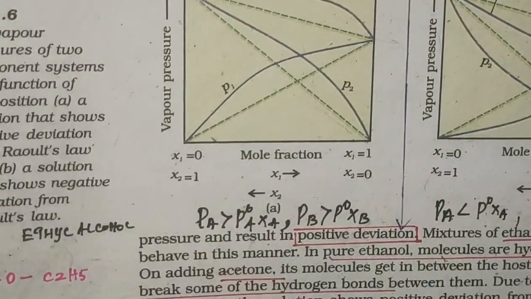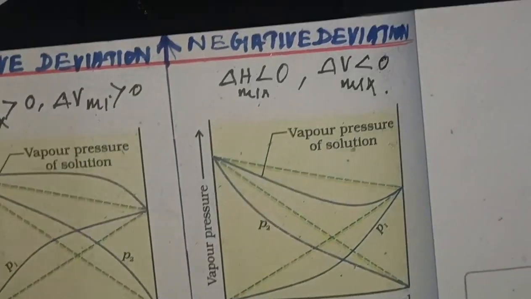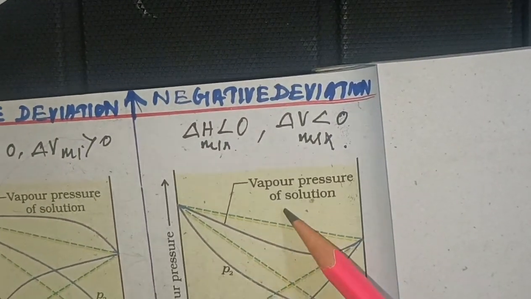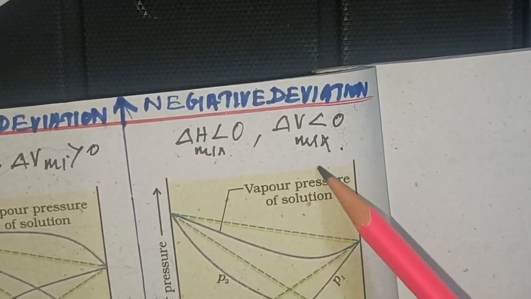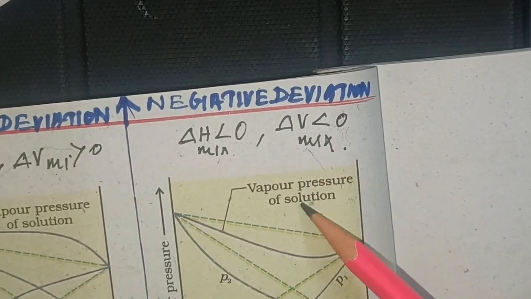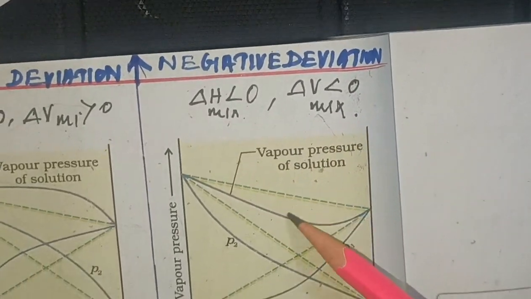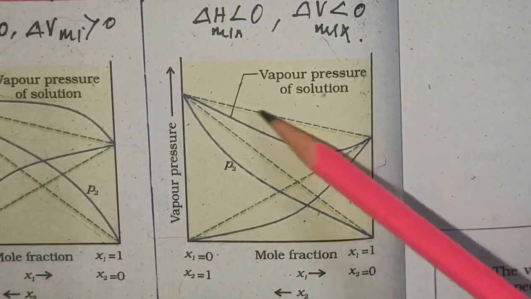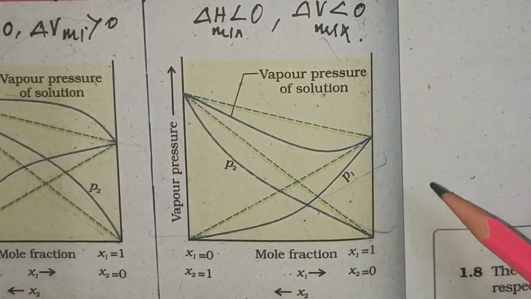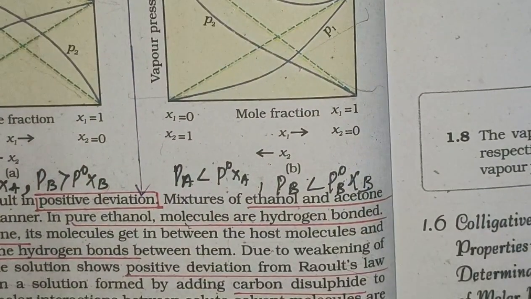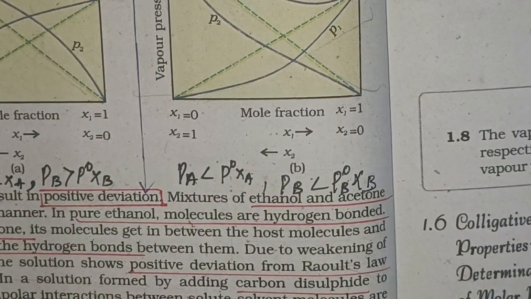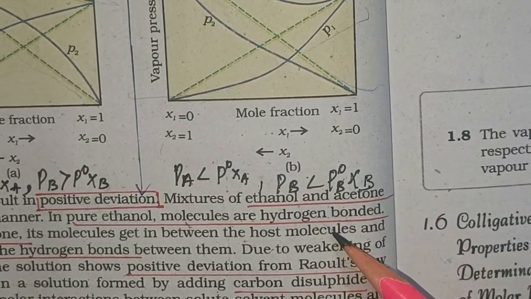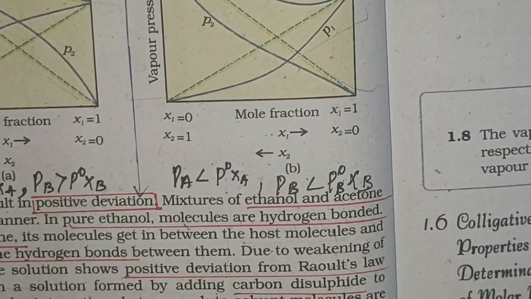Now in the case of negative deviation from Raoult's law, the enthalpy of mixing the two components is less than 0 and the volume change for the mixing of the two components is also less than 0. So for components 1 and 2, the vapor pressure is lesser than that of the expected one. Here the vapor pressure of A is less than the vapor pressure of the pure component. The vapor pressure of B is also less than that of the pure component.